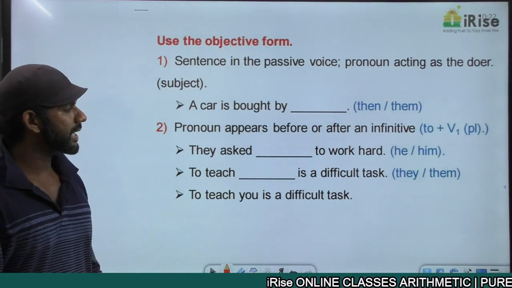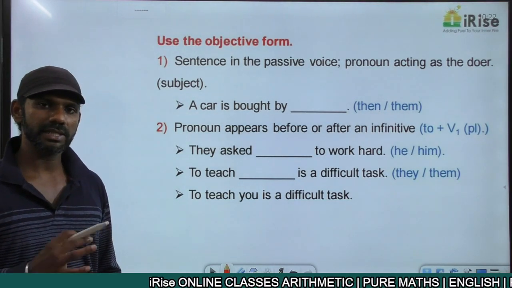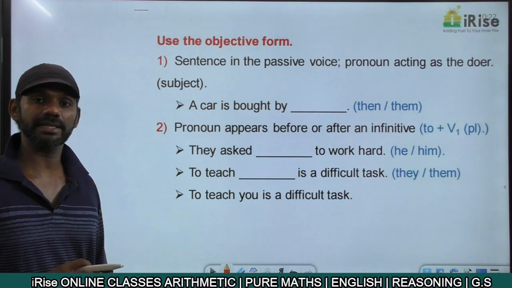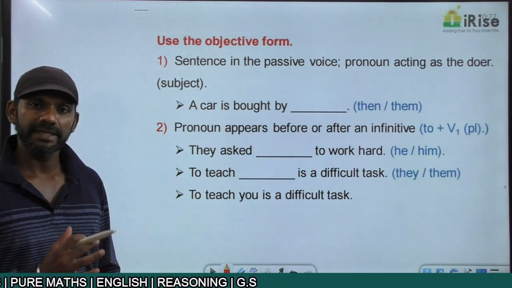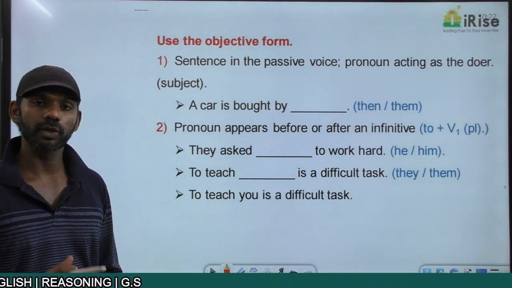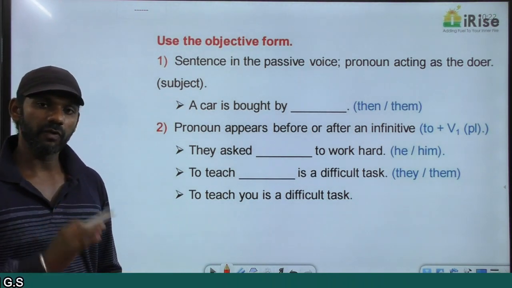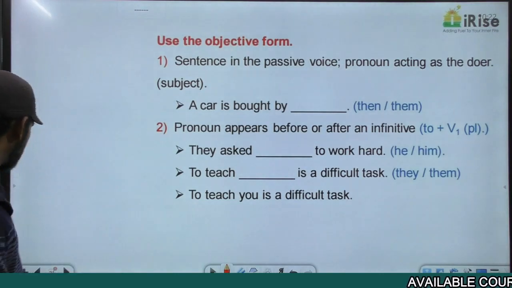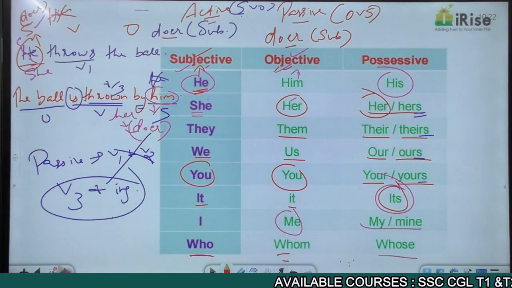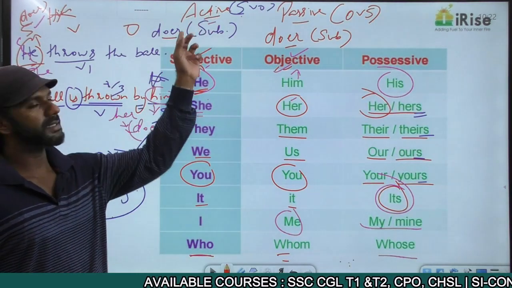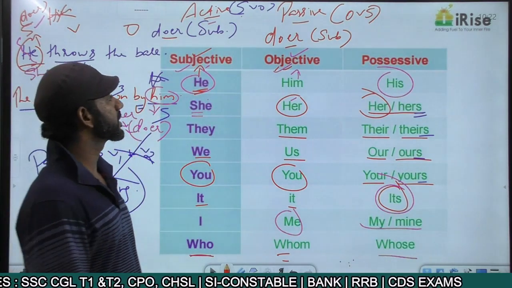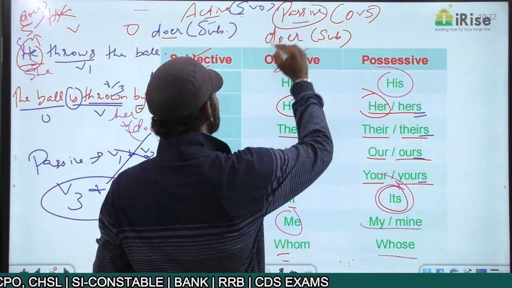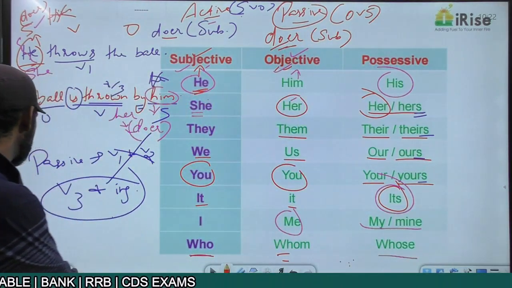Use the objective form. That means the situations where we need to use the objective pronouns. What is the very first rule in the subjective form? Sentence in the active voice, pronoun acting as a doer. So what must be the very first rule in the objective form? The very first rule in the subjective form is a sentence in the active voice, pronoun acting as a doer. So the very first rule in the objective form must be a sentence in the passive voice, pronoun acting as a doer.